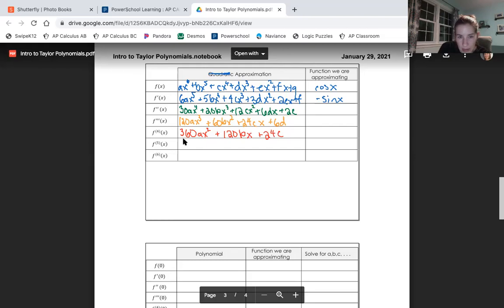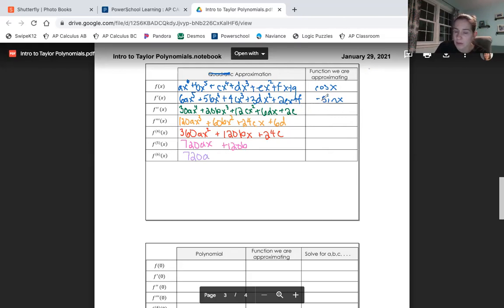All right, so now if I'm going to bring this 2 down, it's going to be 720ax plus 120b. And then this one's just 720a. All right. Oh, I forgot to do it on the other side. That's okay. I won't make all the colors match. You guys will kill me if I take that long.